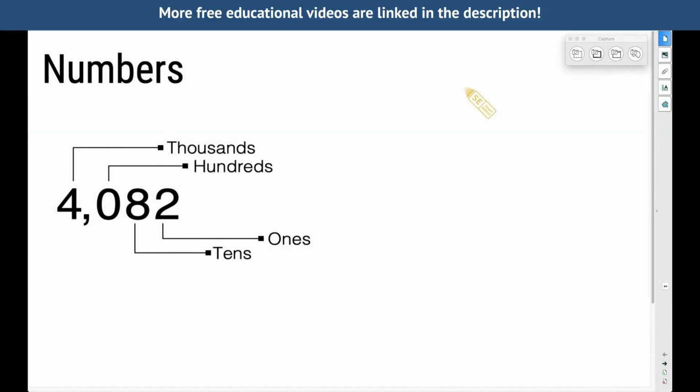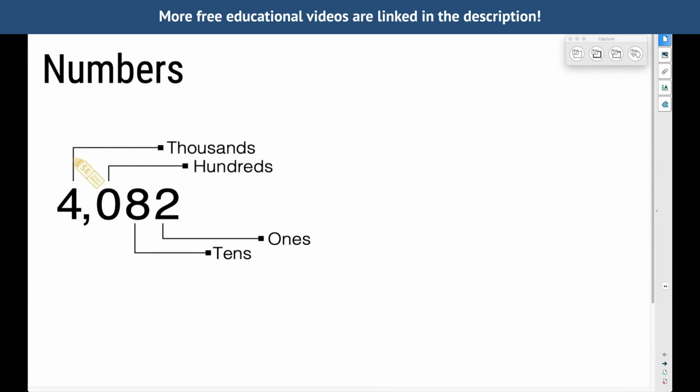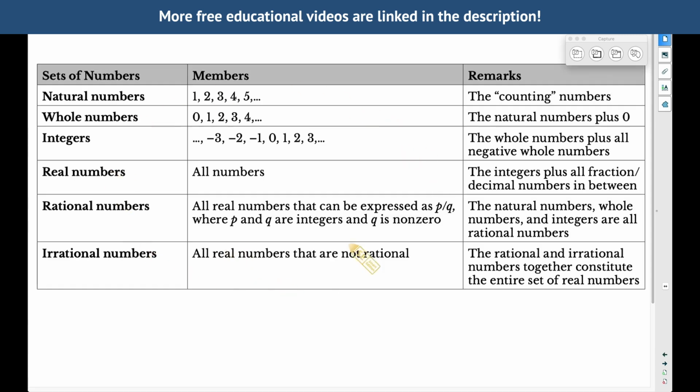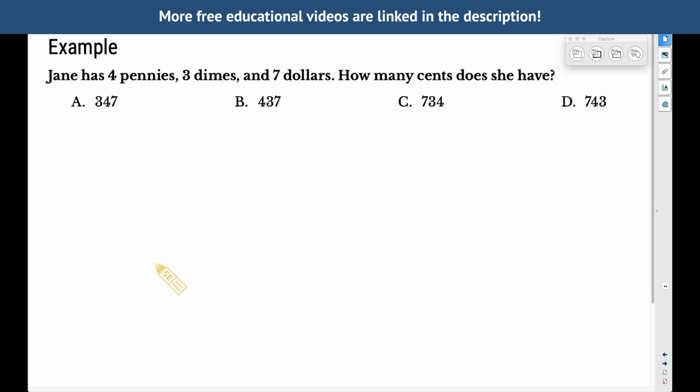In this video, we're going to talk about numbers. And you have this number here, 4,082. We have place value. We will talk about place value here in this video, and then when we get to decimals, we'll talk about the other place values, the tenths, the hundredths, the thousandths. What we're also going to talk about here too are ways to classify numbers, because that is often a topic or a question that students will ask. What's the difference between an integer and a whole number? What makes something rational versus irrational? And then we'll finish up with the example that you see here.